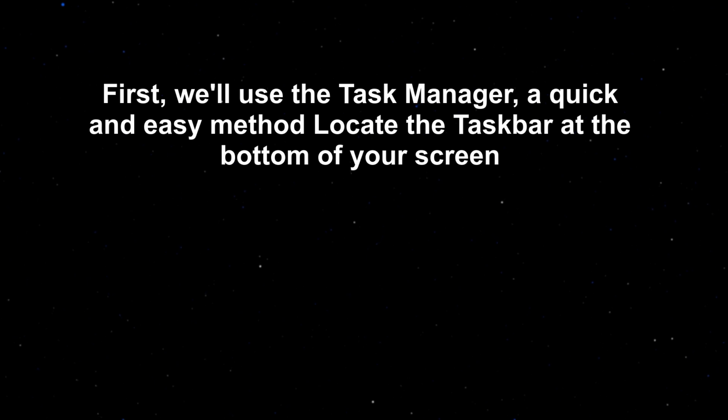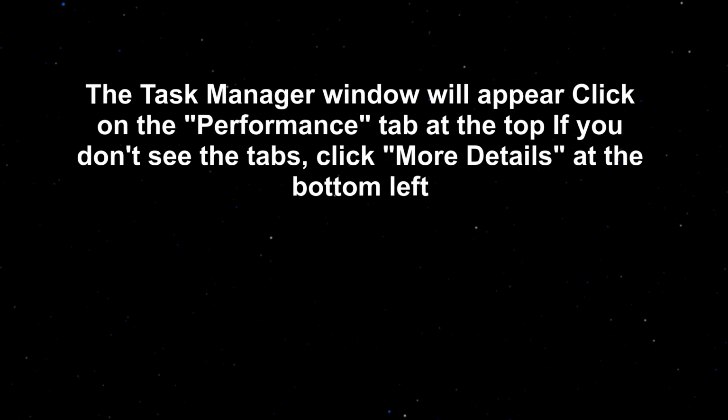Locate the taskbar at the bottom of your screen. Right-click anywhere on the taskbar, and a menu will pop up. From this menu, select Task Manager. The Task Manager window will appear. Click on the Performance tab at the top. If you don't see the tabs, click More Details at the bottom left.